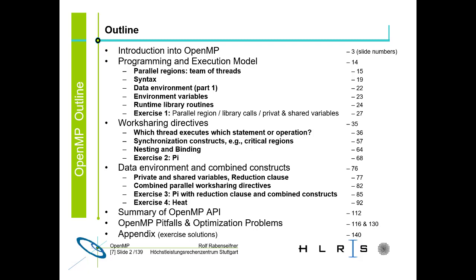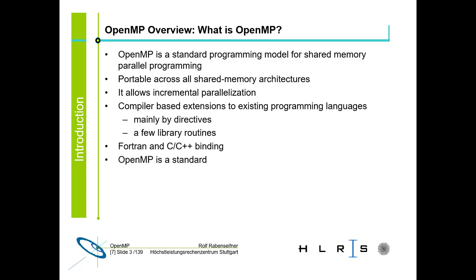Let's start with an introduction into OpenMP. So, what is OpenMP? It's a standard programming model for shared memory parallel programming. It's portable across all shared memory architectures, and it allows incremental parallelization, and that's important. So it's compiler based. The compiler has extensions for existing programming languages, and that is mainly by directives, as we will see, but there are also a few library functions. It supports both Fortran and C++ bindings, and OpenMP is a standard.